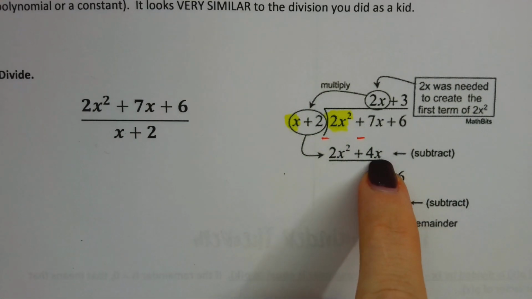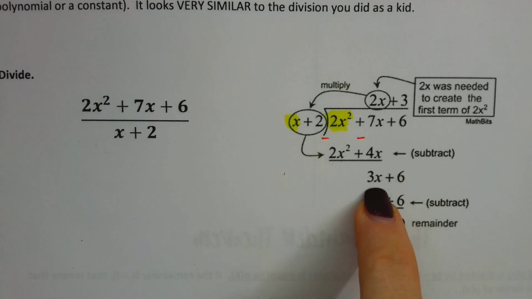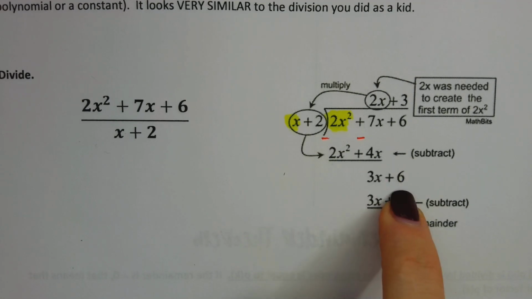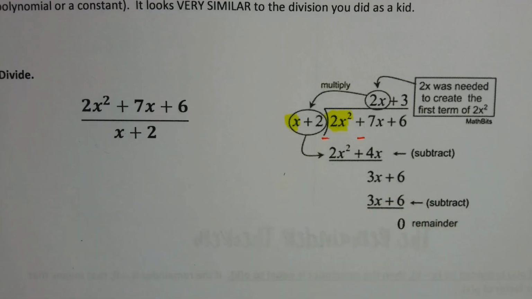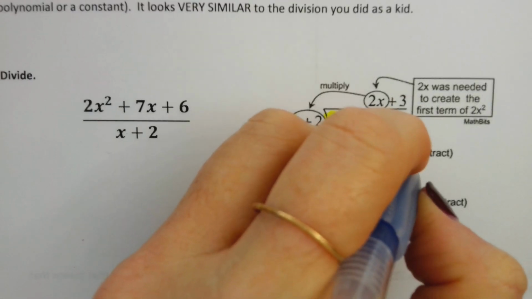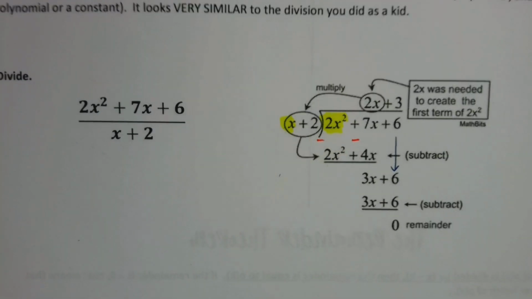And what's 7x minus 4x? 3x. That's why there's a 3x here. And then how do you think we got this 6? We brought the next term down. Divide, multiply, subtract, bring down.